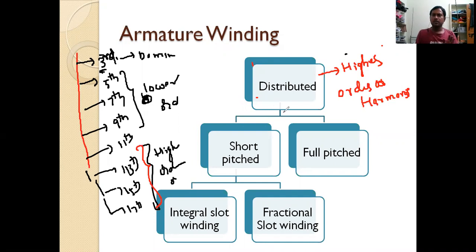Next, we need to eliminate the remaining harmonics: the ninth, 7th, 5th, 3rd. So by using short pitch winding and full pitch winding. What is full pitch winding? I will explain later. What is short pitch? I will explain later.